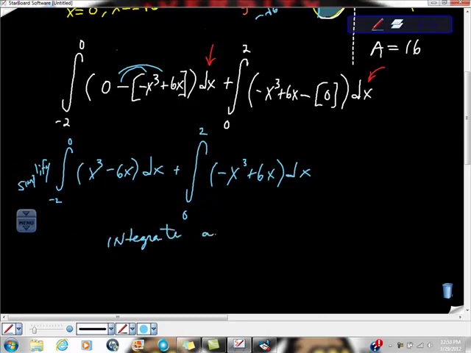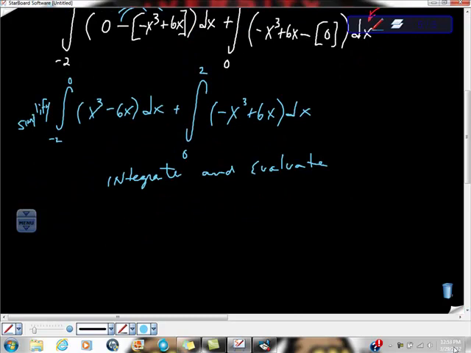Remember, our goal is to integrate and evaluate, and we evaluate using the fundamental theorem of calculus. So I'm going to take the integral of this, which is x to the 4th over 4 minus 6x squared over 2, which happens to be minus 3x squared, taken from negative 2 to 0. We drop the dx and the integration sign, because the integration sign is our promise that we're going to integrate. We did it, so when we complete our promise to integrate, we drop the integration sign.